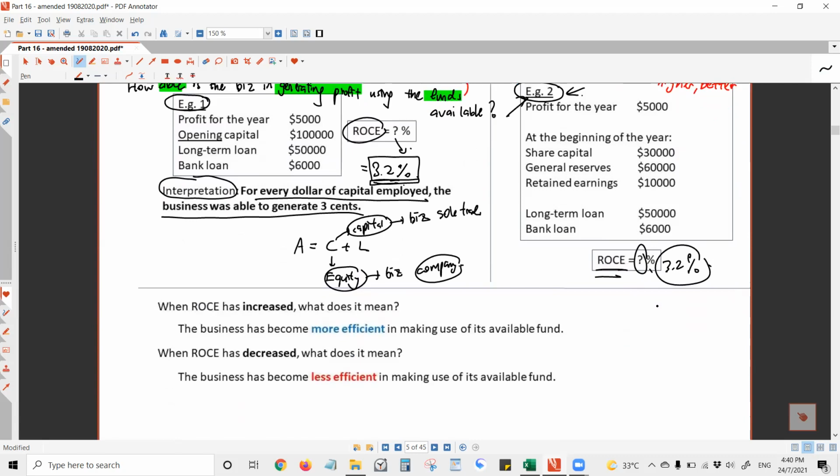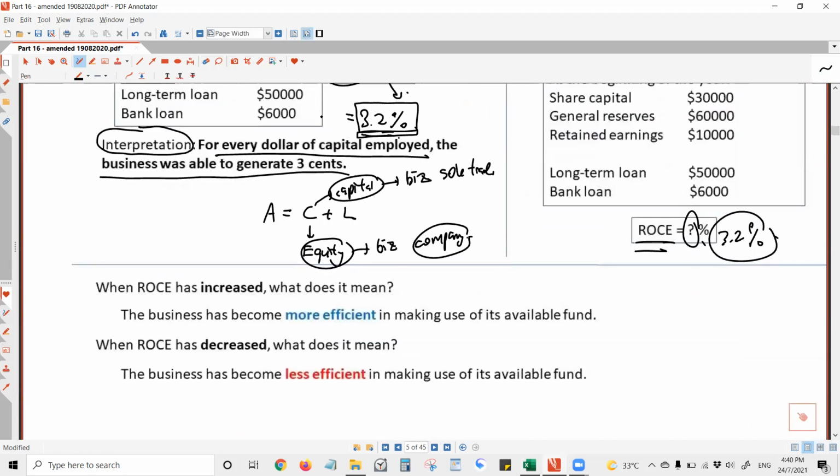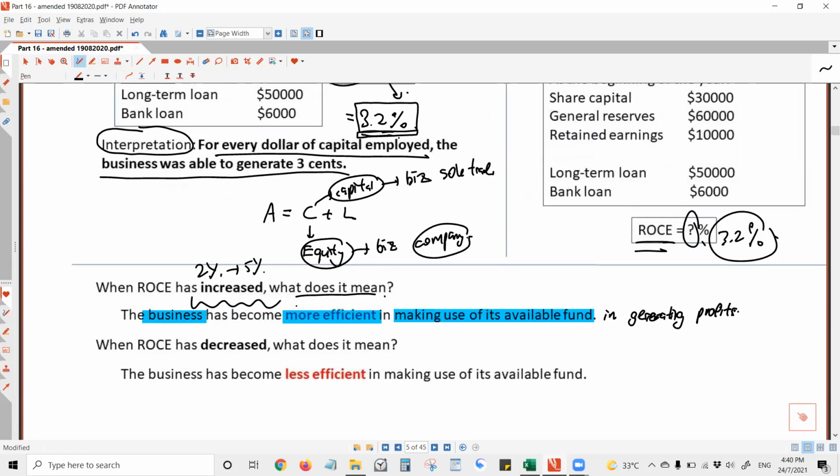So when you are doing comparison in the exam question, when you notice that ROCE has increased, maybe from 2% to 5%, what does it mean? You have to comment that the business has become more efficient in making use of its available fund in generating profits. More efficient means very good in generating profits using the funds available. If, on the other hand, the ROCE has decreased, that means the business has become less efficient in making use of its available funds in generating profits.